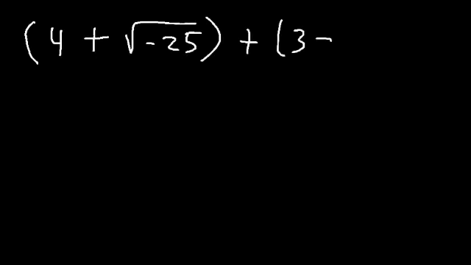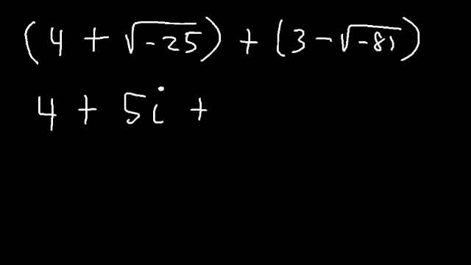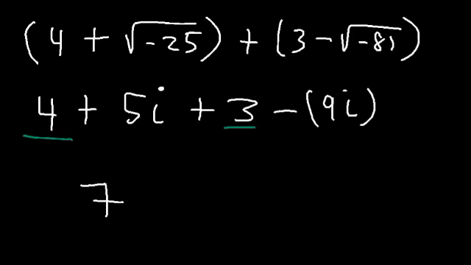Try this. 4 plus the square root of negative 25 plus 3 minus the square root of negative 81. Go ahead and simplify this expression. So this is 4 plus, we know the square root of 25 is 5, so the square root of negative 25 is 5i. And the square root of negative 81 is 9i. So we can add 4 plus 3, which will give us 7, and 5i minus 9i is negative 4i. So this is the answer.